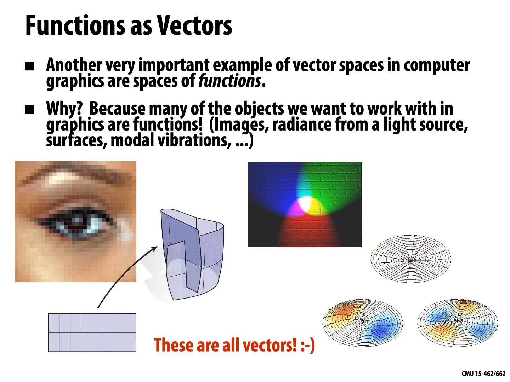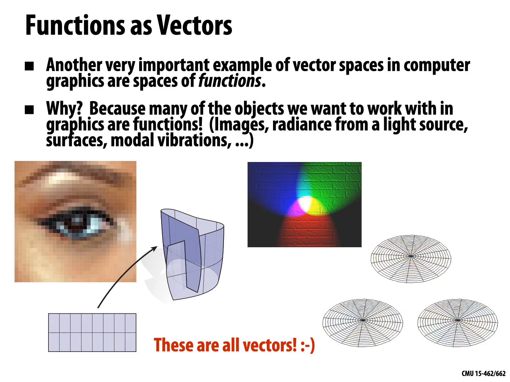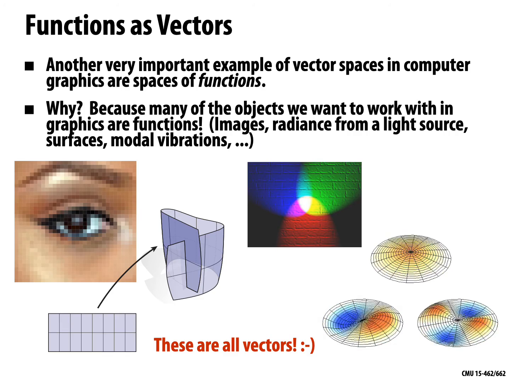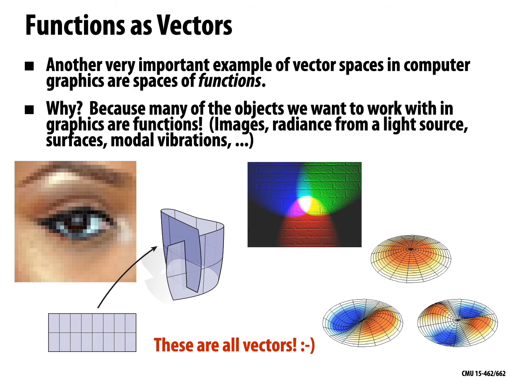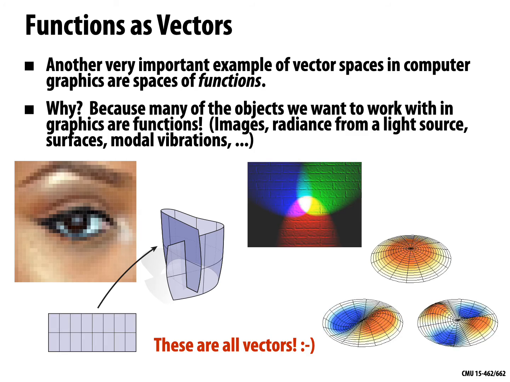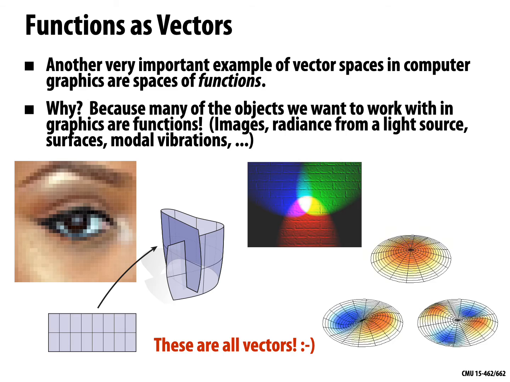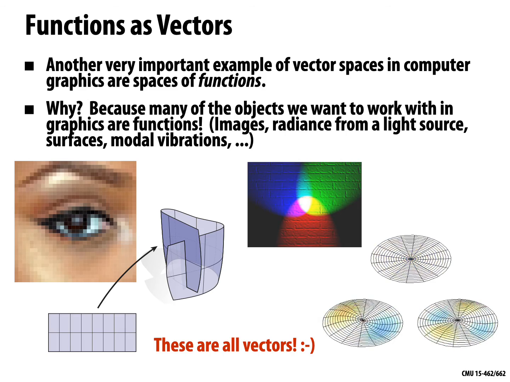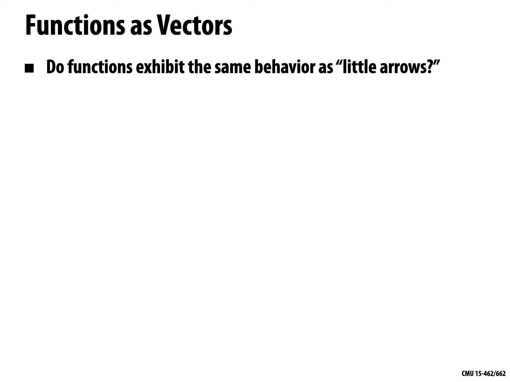Very, very important perspective. The reason for talking about all this is that we often go far beyond the idea of just vectors in R3. When we do graphics, there are lots of interesting examples of vector spaces that are spaces of functions rather than little arrows. These functions could describe all sorts of things. A function could be the intensity of an image. The function could be something describing the shape of a piece of geometry, or the amplitude of vibration on a surface that makes sound. All sorts of things. So all of these are vectors. We're going to be able to do the same kinds of operations, addition and scaling and so forth, that we can do with little arrows. Let's take a closer look at this. So how can we think about functions as vectors? Do functions really exhibit the same behavior as little arrows?